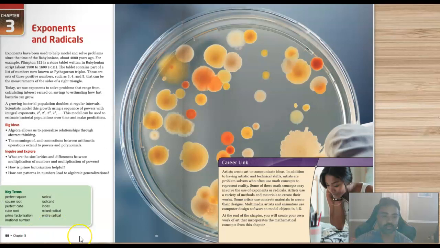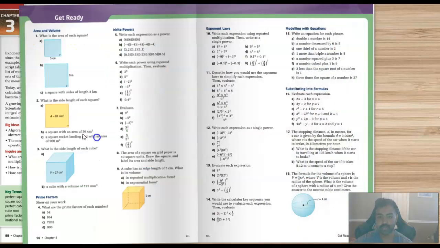So we'll do it a little bit differently today, see if it helps. Usually I provide you the notes and you just print them out, but today let's go over the notes through the textbook. Maybe it might give you a different perspective. So like you can see, we have our exponents and radicals chapter here, so chapter 3.